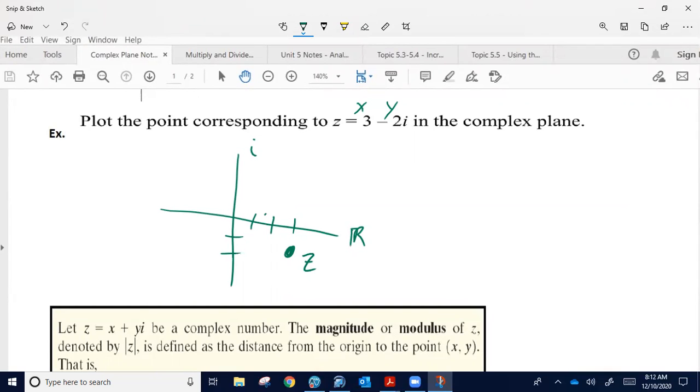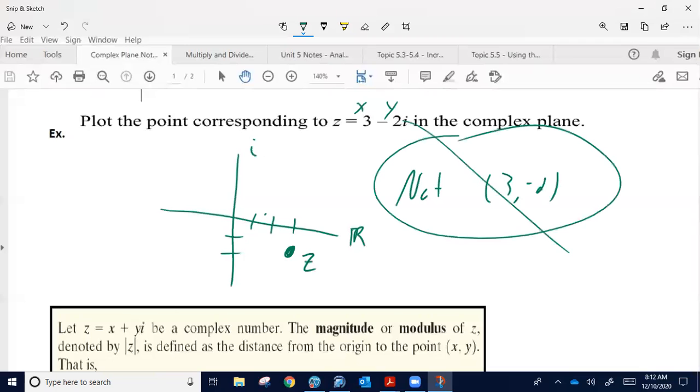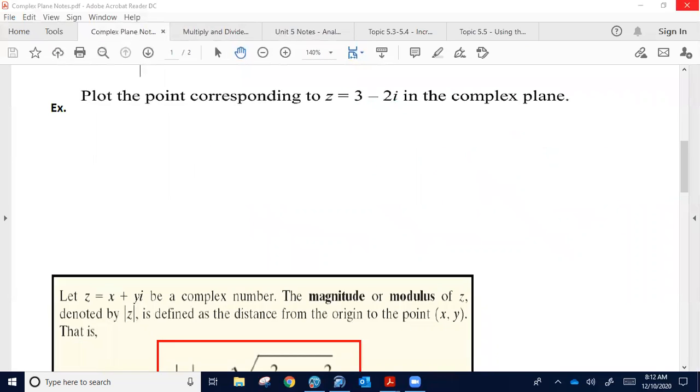We don't say this is 3 comma negative 2. That means we have a real normal point on the rectangular grid system. This, with the real and imaginary axis, corresponds to a complex plane. Right? So that's how we plot a point in the complex plane.